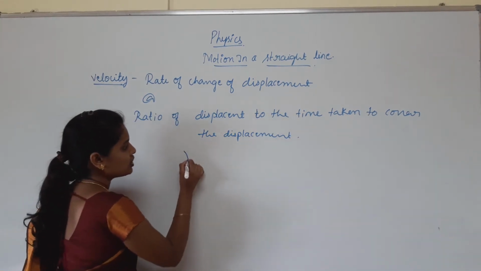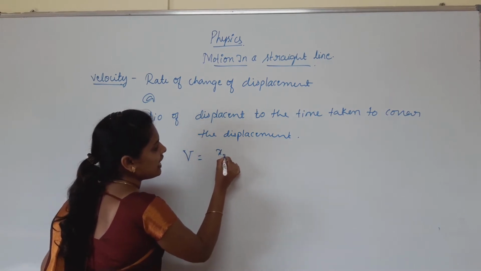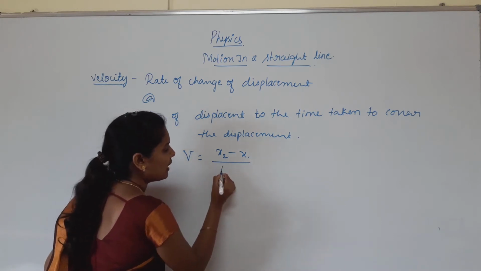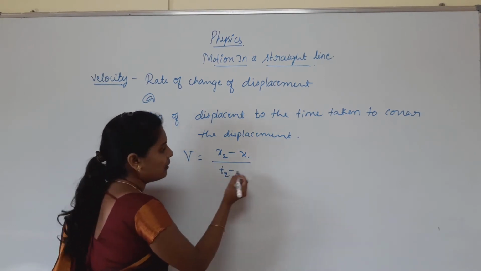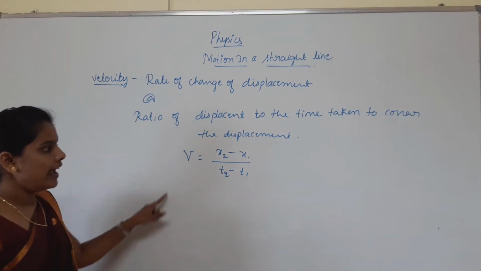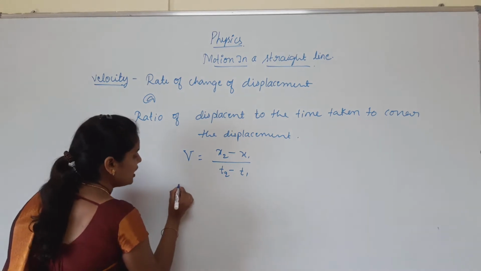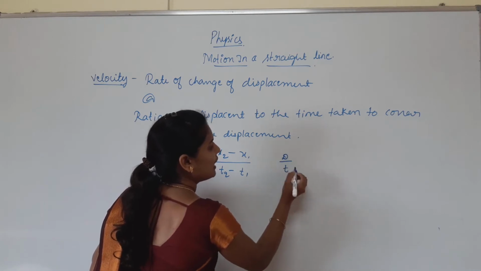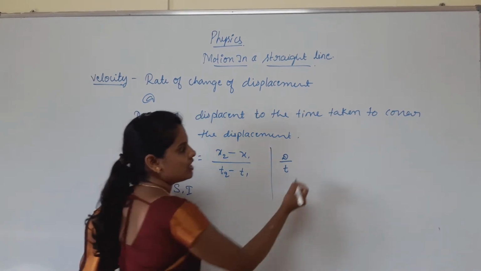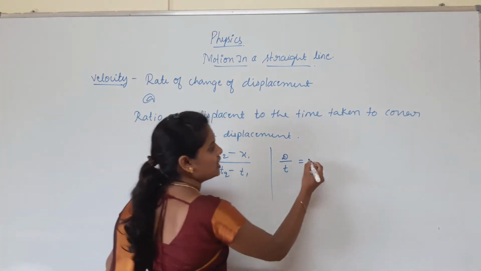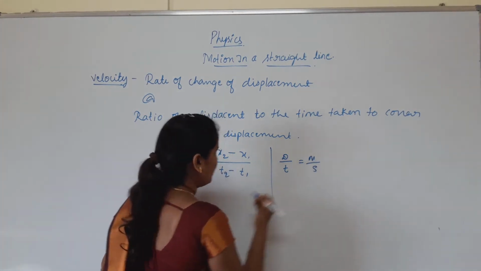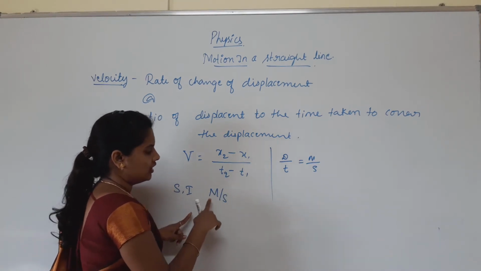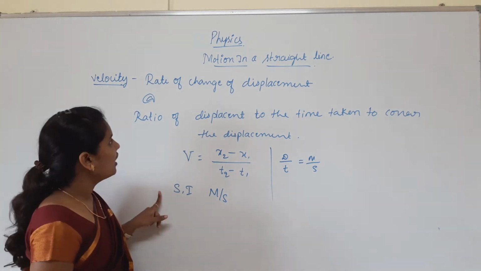So the expression for velocity equals x2 minus x1, the final position minus the initial position, divided by the total time taken, the final time minus the initial time. This is the expression for velocity. Displacement divided by time taken is called velocity. What is the SI unit of displacement or distance? That is meter, and time is second. Therefore, meter per second is the SI unit of velocity.